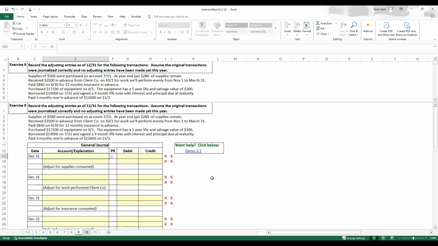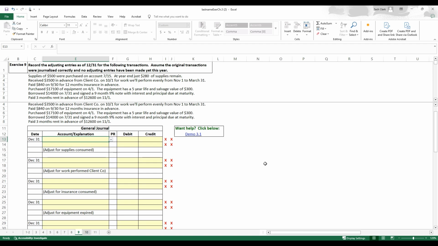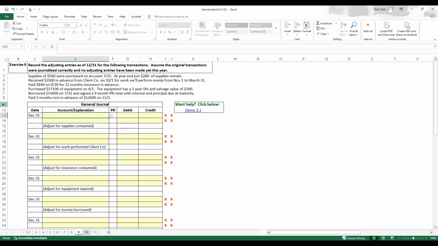Okie dokie. So here's a few more adjusting entries, and let's just go through these quickly. This is kind of freezing in the wrong spot for the Excel part there. Let me see if I can fix that. I don't even know if that fixed it, but anyway. Let me take a look here, and then we'll just post our adjusting entries.